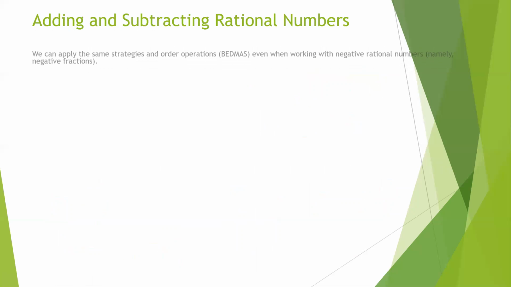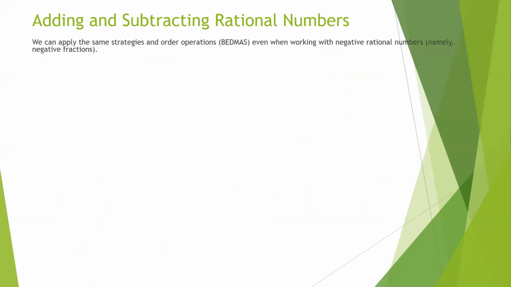So we're almost done here. We have just 2 more slides to get through. So what happens when we add and subtract rational numbers? Luckily, when we're adding and subtracting rational numbers, it works the exact same way. We essentially are following the same rules as before. We always follow BEDMAS and we follow the same strategies.